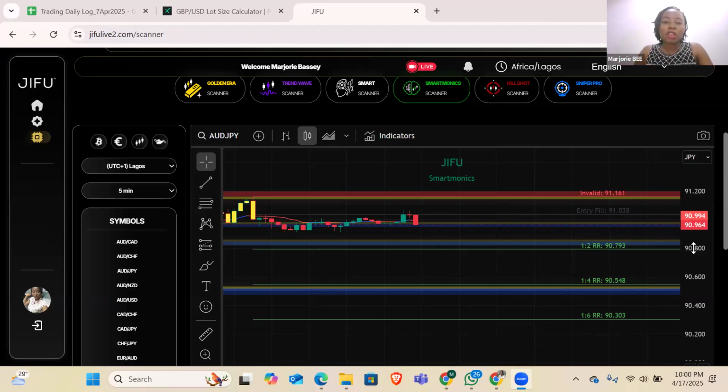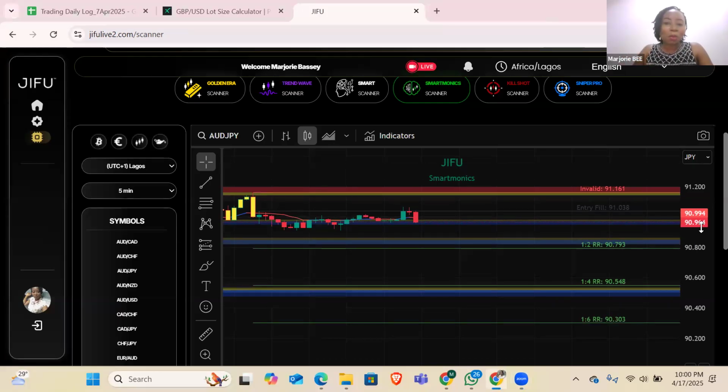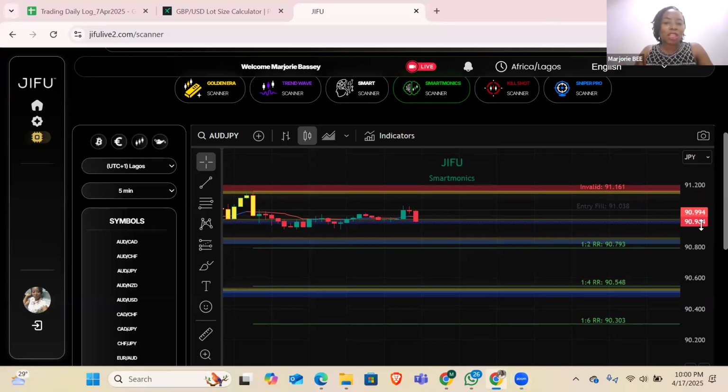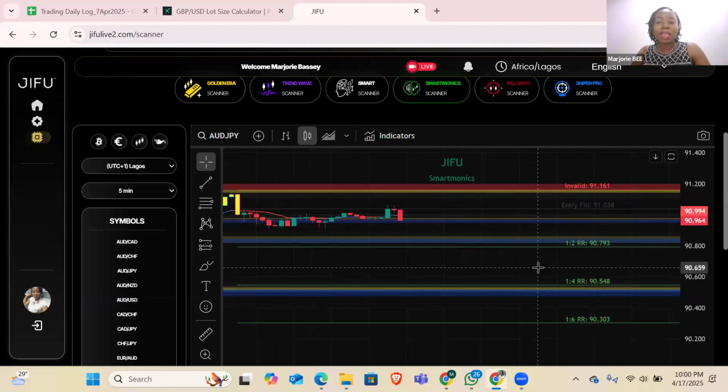Now, the first thing you have to note is that Smartmonix has to call the trade idea. Has Smartmonix called the trade idea? Yes. What is the trade idea? It is telling you to sell AUD JPY. See the currency pair here, AUD JPY. That's Australian dollar against Japanese yen. It's telling you to sell it. How do you know that it's selling?